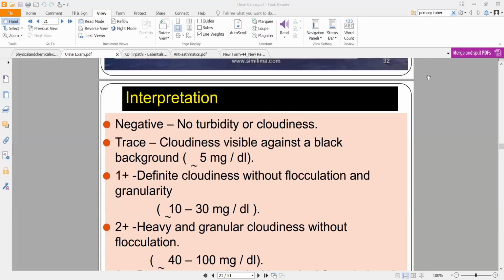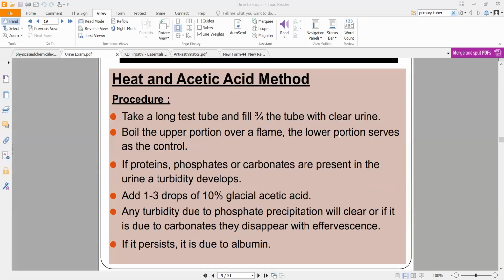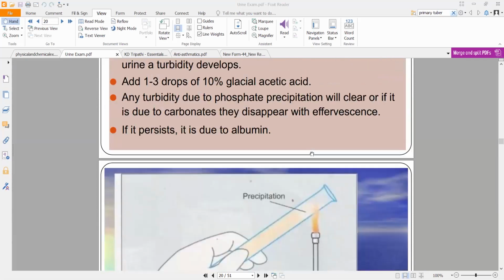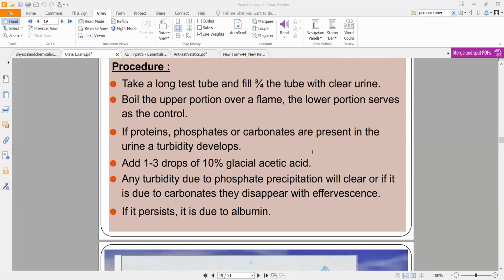So yesterday we were on testing for proteins. If you remember, a quick glance at one method of testing for proteins: you take a test tube, fill it up to three-fourths with the urine, and you boil the upper portion, as seen in the figure. If you can see this image, only the top part is heated. When you heat a protein, it will get denatured. That is how you are getting turbidity.